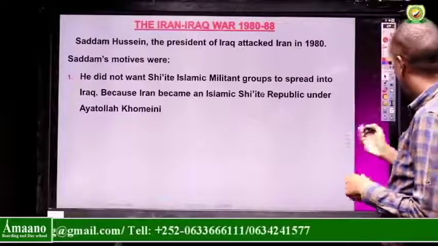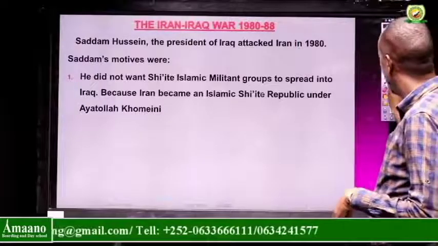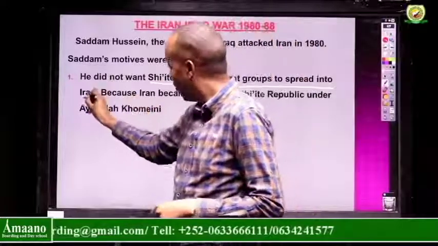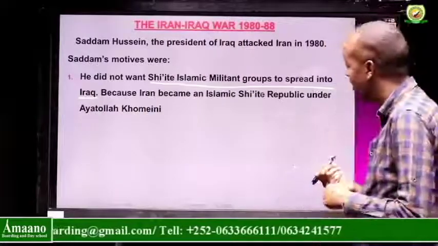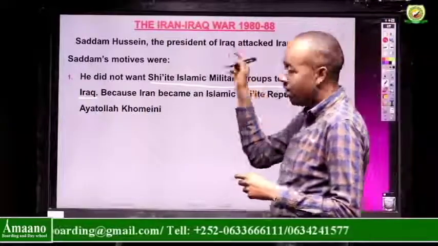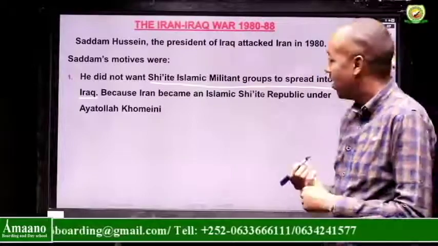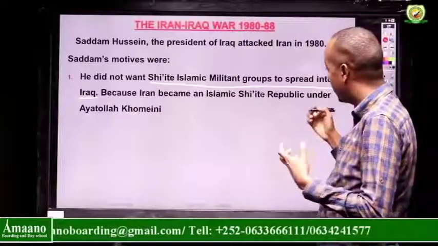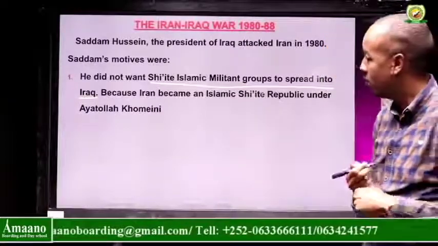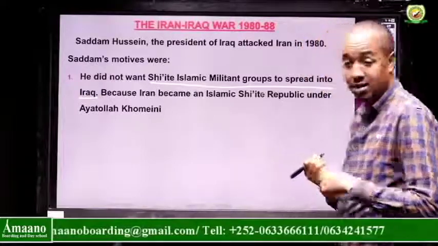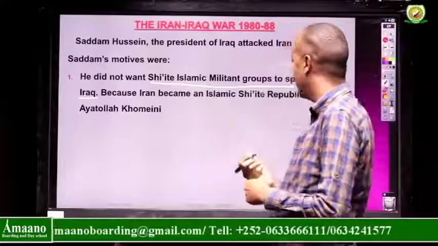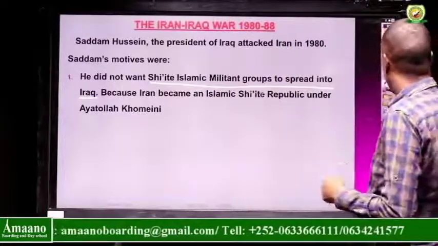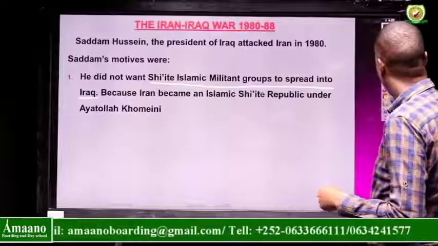The first one was that Saddam Hussein did not want the Shiite Islamic militant groups to spread into Iraq. He feared the same thing may happen to Iraq because Iran became an Islamic Republic, and that this new system of Islamic militant groups might come into his country. So in order to prevent that, he attacked Iran, because Iran became an Islamic Shiite Republic. Ayatollah Khamenei is still there. He is the supreme leader of Iran.